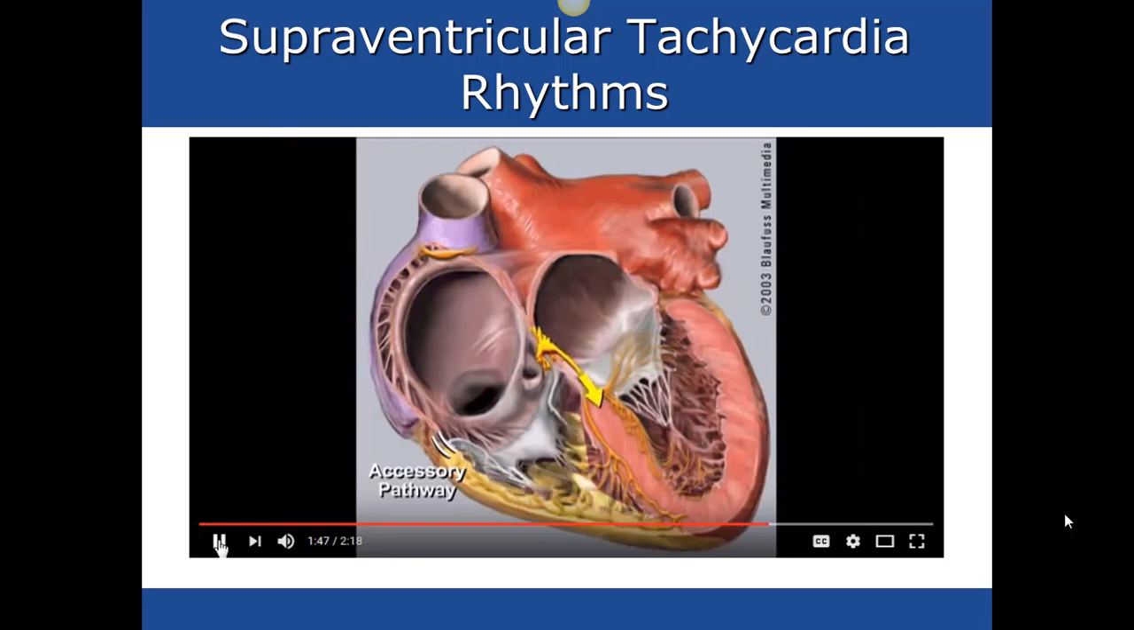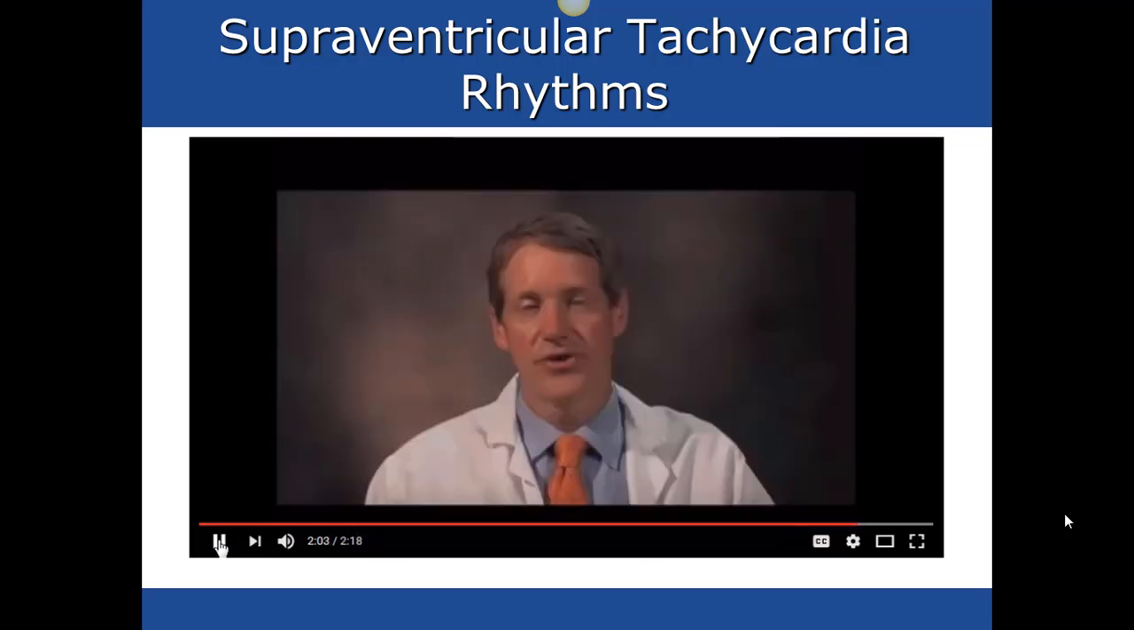SVT encompasses all fast or tachy dysrhythmias in which the heart rate is greater than 100 beats per minute. This applies to any tachycardic rhythm that originates above the ventricle, within the atria. Paroxysmal refers to sudden onset or cessation of the SVT. This occurs when a rapid atrial ectopic focus overrides the SA node and becomes the heart's primary pacemaker.